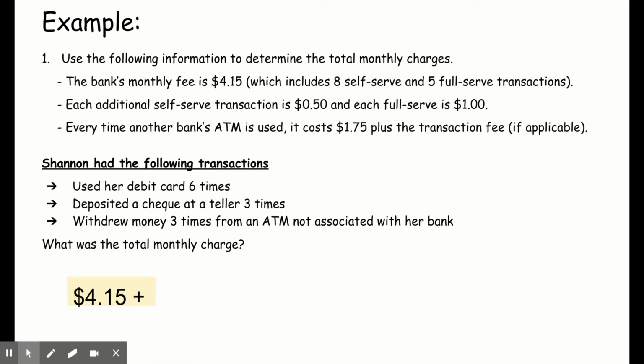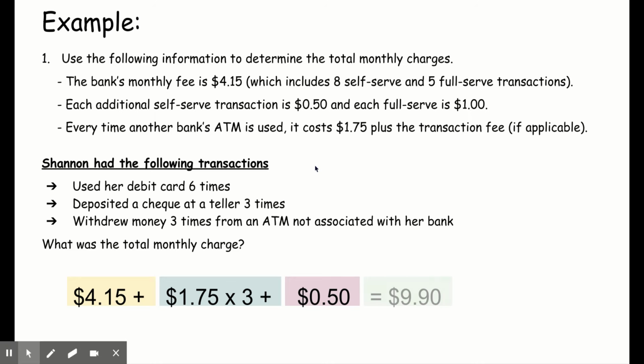So for the ATM, 3 times, each one costs $1.75, so we're going to do 1.75 times 3. Then we also have to add, since it's 3 times plus 6 times, that's 9, we're 1 over the self-serve, so we add an additional 50 cents. We add these up, and we get $9.90. So for her total monthly charge, she's getting charged $9.90.